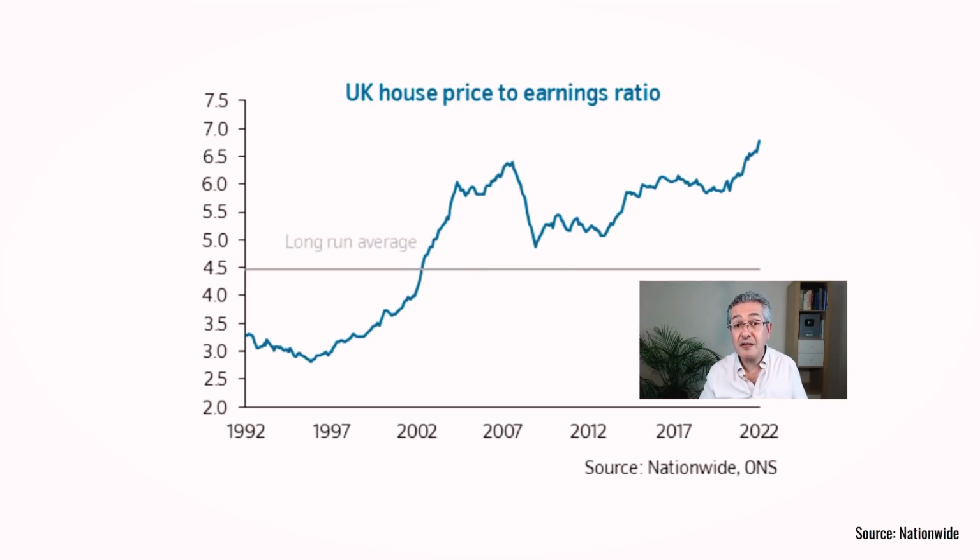So the only way prices can go higher from here is for this price to earnings ratio to increase. And remember, this is a mean reverting number. So the tendency is actually going to push it in the opposite direction.